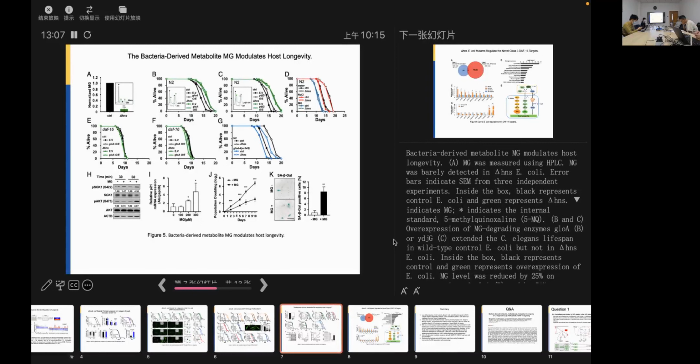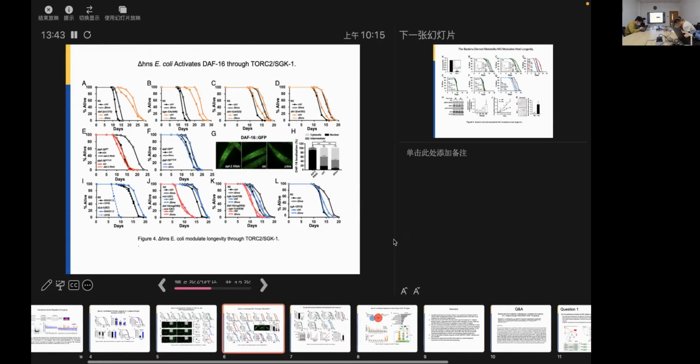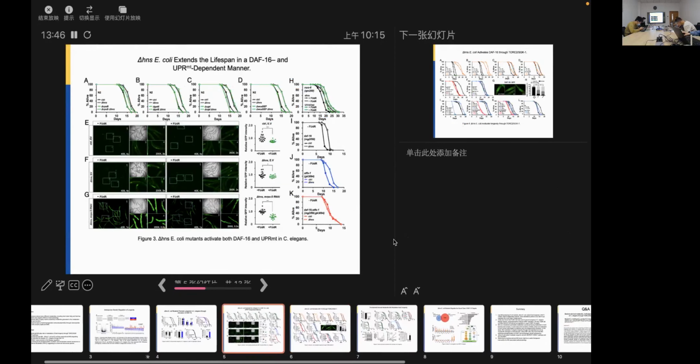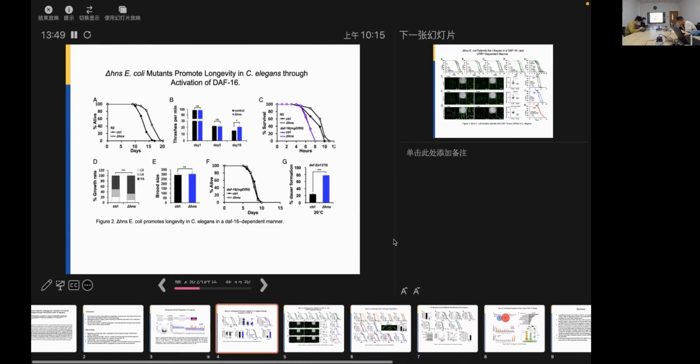Wait, CR is a challenge. Not the challenge, but this kind of glucose... I didn't remember. Oh, so that's something different. Maybe that's a different issue. They have some microbes, so it also extends the lifespan. Yeah, it does. So I guess maybe they follow that, which is in line with it. Okay. Nice.